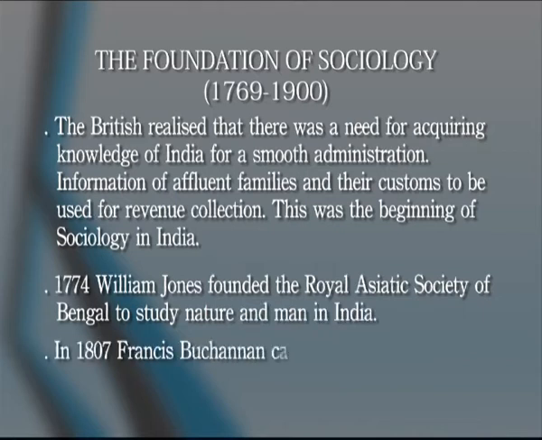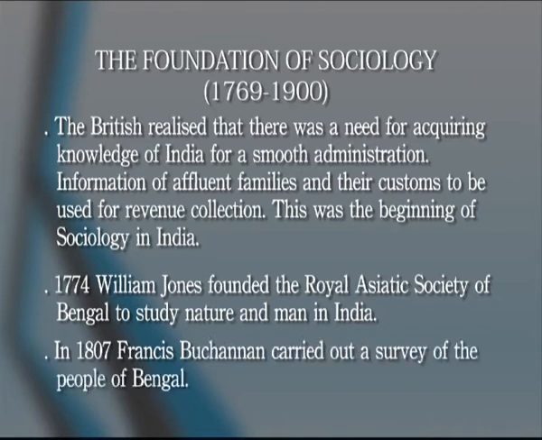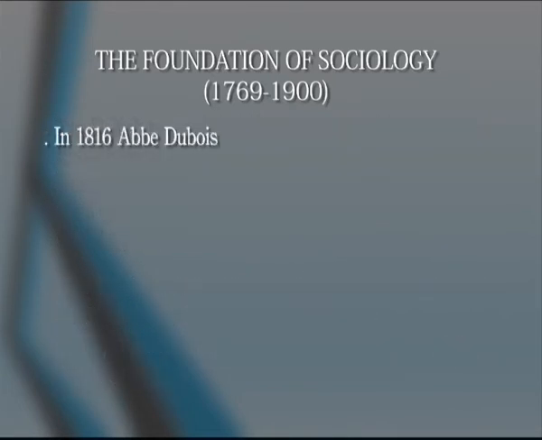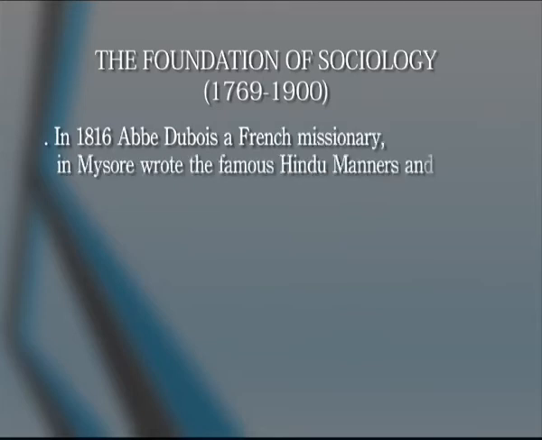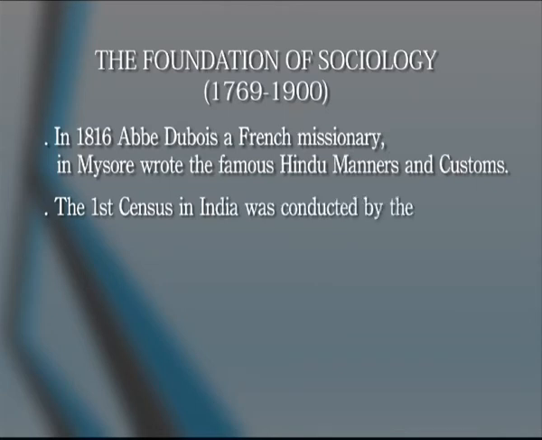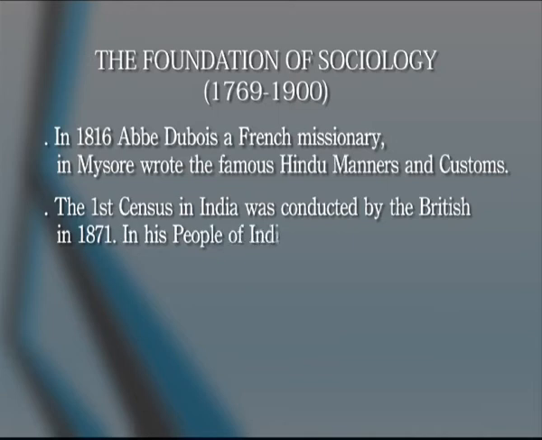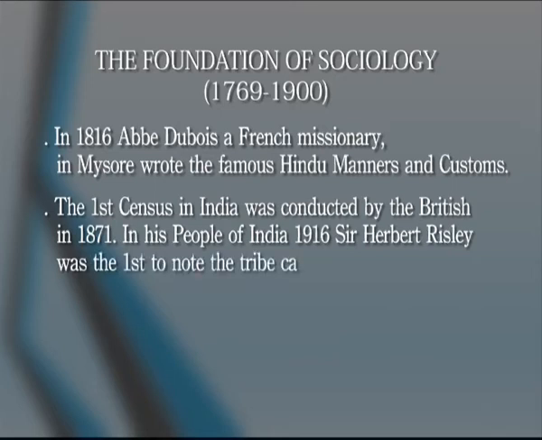In 1807, Francis Buchanan carried out a survey of the people of Bengal. In 1816, a French missionary called Abbe Dubois in Mysore wrote a book called Hindu Manners and Customs, right? The first census in India was conducted by the Britishers in 1871 in order to better understand the society in India. And Herbert Risley in 1916 wrote a book called People of India, and this was the first time that somebody wrote on the caste system in India.